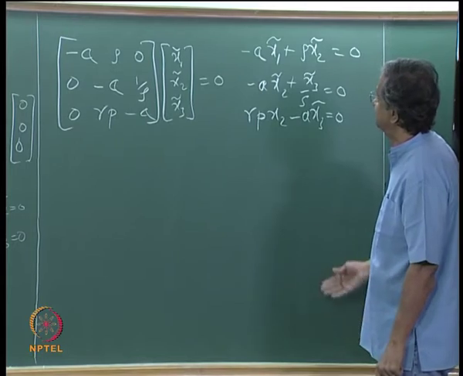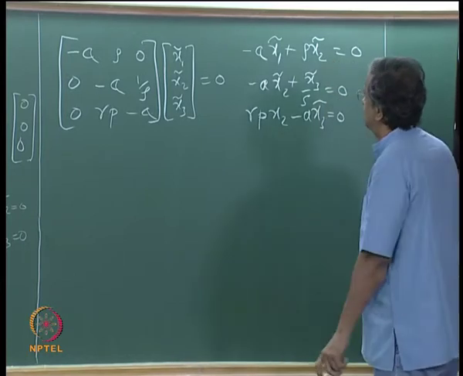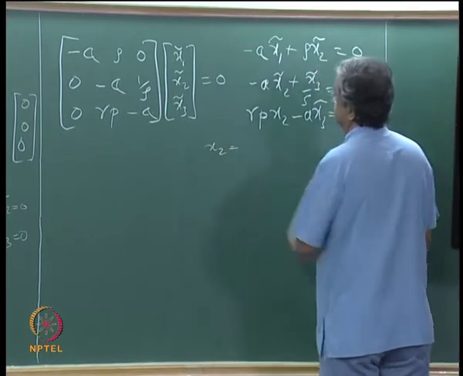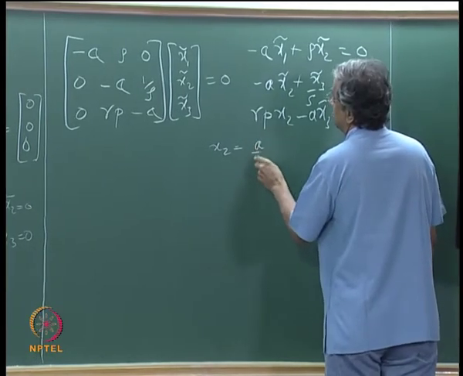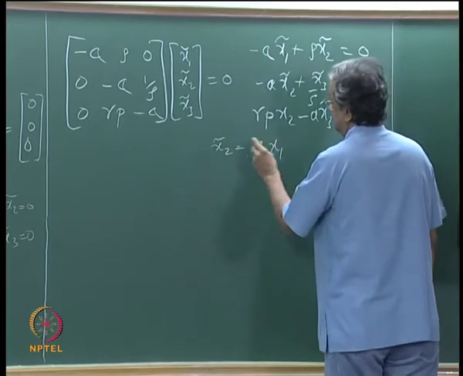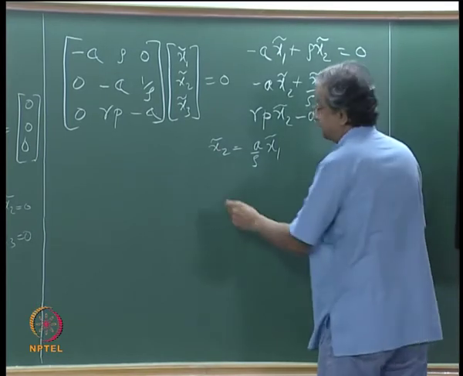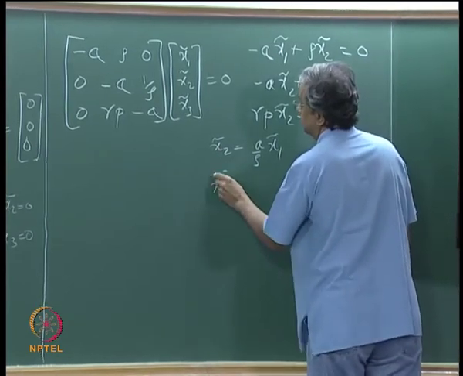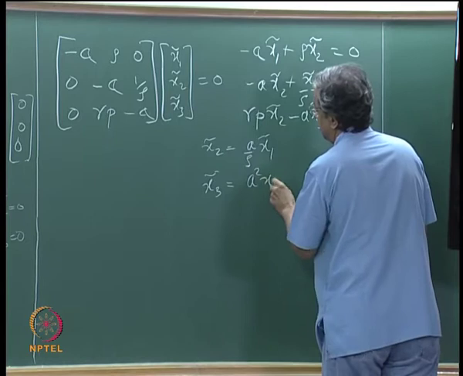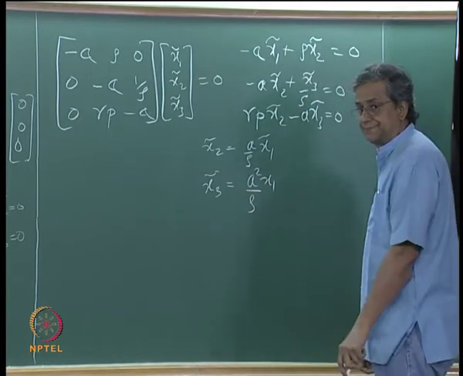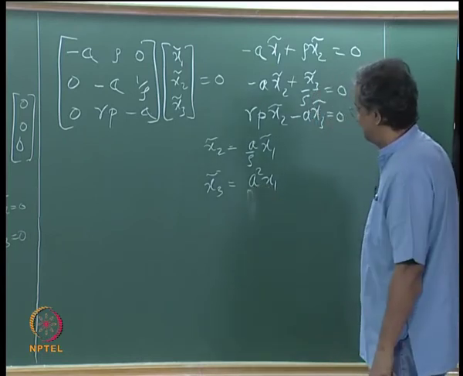Suggestions? We can solve in terms of x1, right? This is basically what you do. So x2 is a by rho x1, okay, and x3 is a squared x1 by, is that right? Or just a squared, a squared, fine, okay.